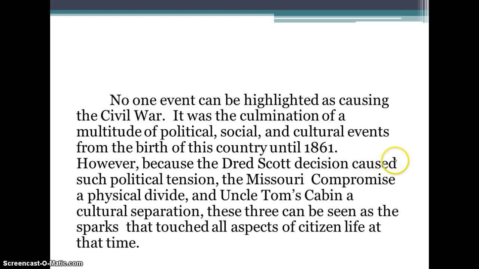However, because the Dred Scott decision caused such political tension, the Missouri Compromise a physical divide, and Uncle Tom's Cabin a cultural separation, these three can be seen as the sparks that touched all aspects of citizen life at that time. I retouched my evidence, and I brought it home with a concluding thought about those events.